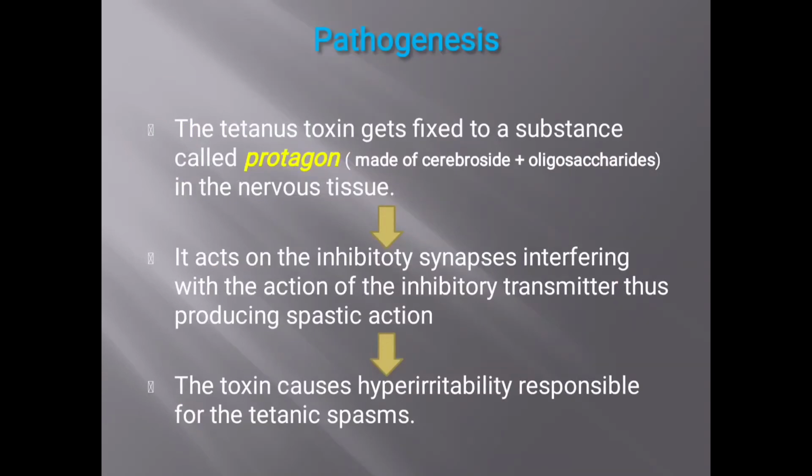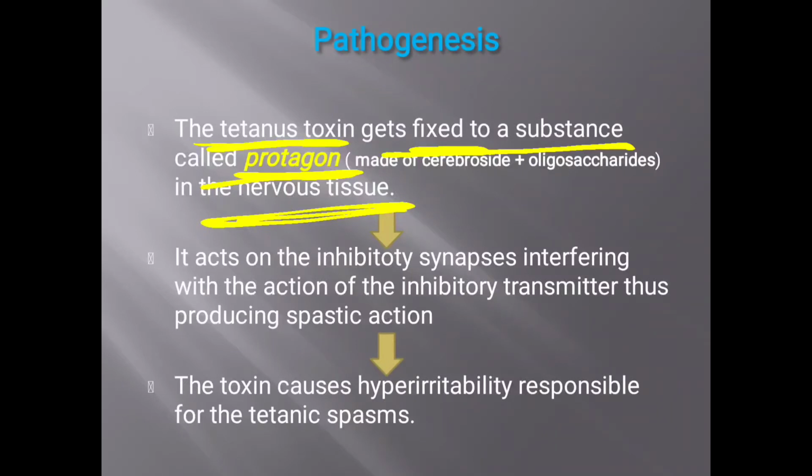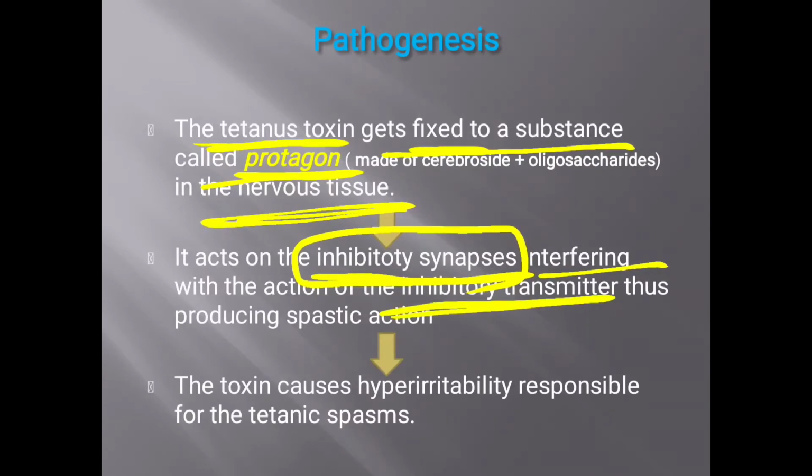Then inside the nervous system, the exotoxins fix with a substance called protagon in the nervous tissue, and after that the exotoxins act on the inhibitory synapse, interfering with the action of inhibitory transmitters, thus producing a spastic action, which means these toxins will inhibit the release of inhibitory neurotransmitters, thereby eventually leading to a hyperirritability response for the tetanic spasm.